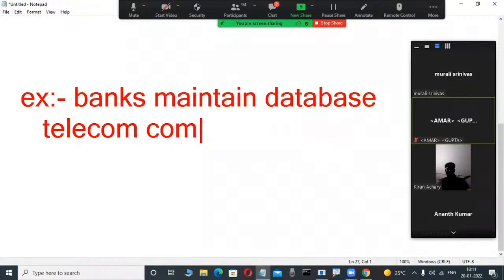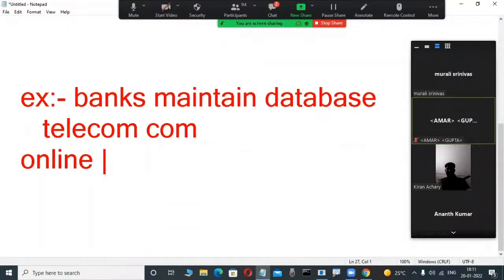Suppose so many people nowadays are purchasing items through online portals like Flipkart and Amazon. Those shopping portals also maintain databases. Because when you purchase an item, how is the order number generated? Some database application is there, using the auto increment concept.